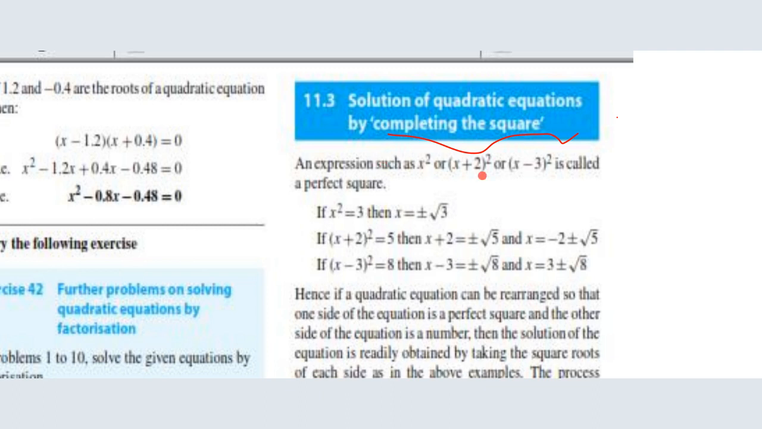If you are given an expression of this form, x minus 3 in brackets squared, then those expressions represent what we call a perfect square. To obtain the exact value of x from such expressions, you need to get the root, which can be the square root, the cube root, the fourth root, the fifth, the tenth root, and so on. That's what you need to obtain.